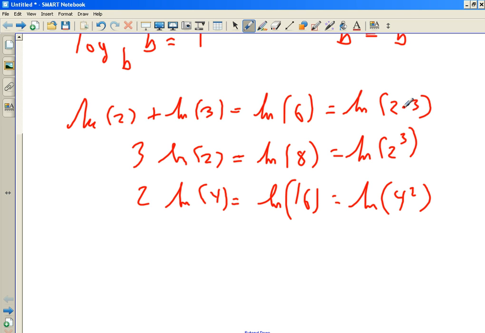What's going on? The log of a power is the exponent times the log of the base. Interesting. What if I said, what is the ln of 27?